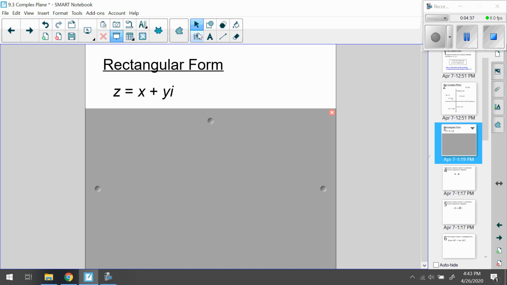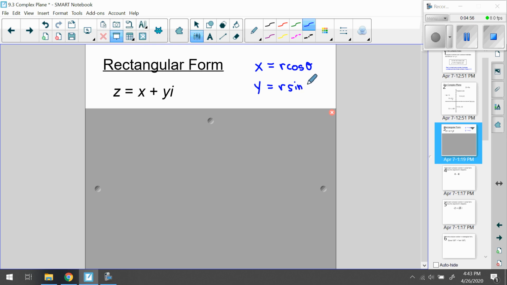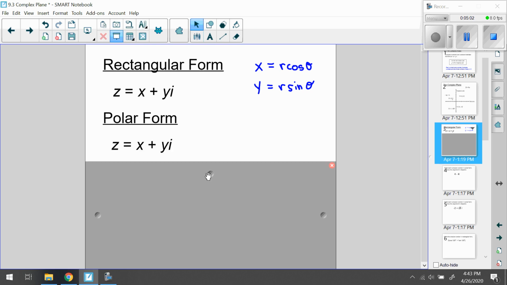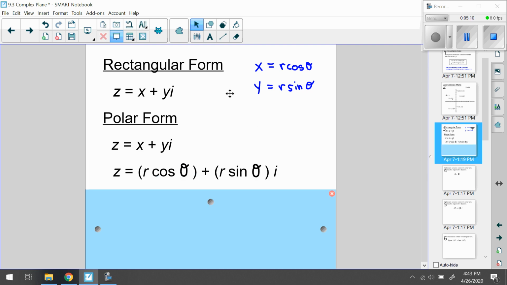You might remember from earlier lessons that x equals r cosine theta, and that y equals r sine theta. So if we want to change this rectangular form into polar form, we can do that by first making those substitutions. We'll start with x plus yi, but we're going to replace x with r cosine theta, and then we'll replace y with r sine theta. That leaves us with r cosine theta plus r sine theta i.